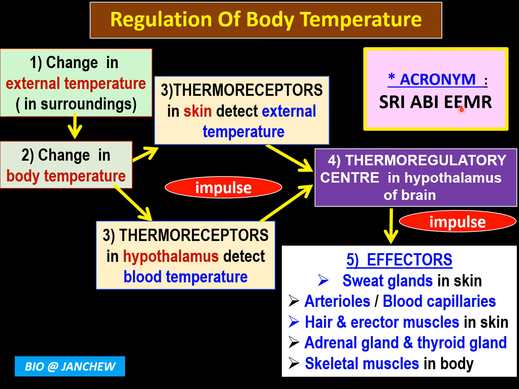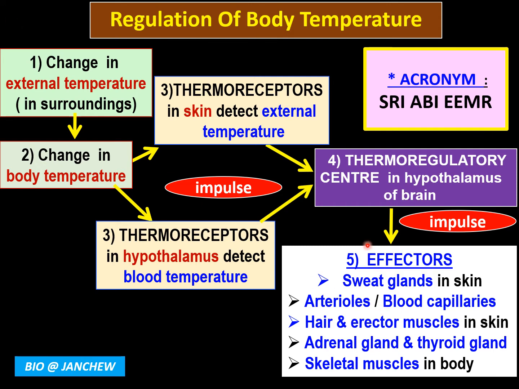Efferent neurons, and E is also for effectors. Effectors are the muscles and the glands. For example, the smooth muscles of arterioles, the erector muscles in the skin, and the skeletal muscles in the body. For glands, there are the adrenal glands and the thyroid glands. All these effectors will produce responses that will help to regulate the body temperature and bring the body temperature back into the normal range.